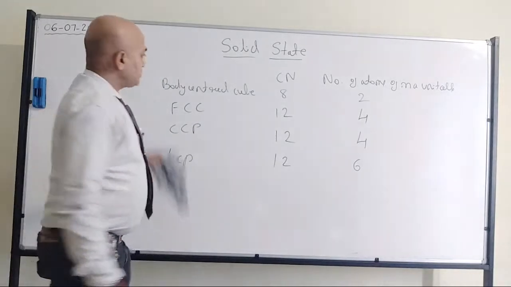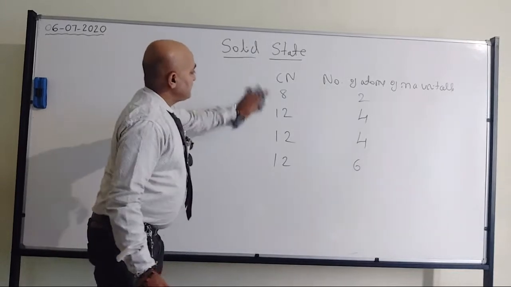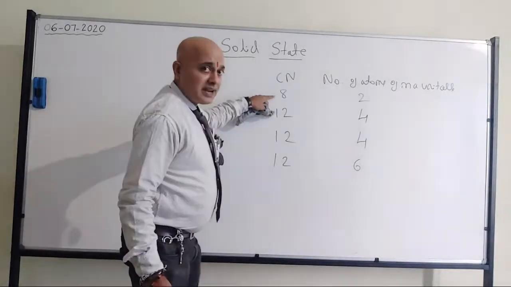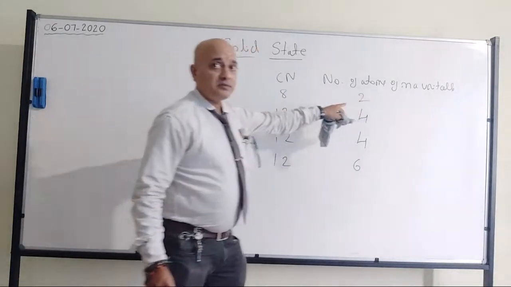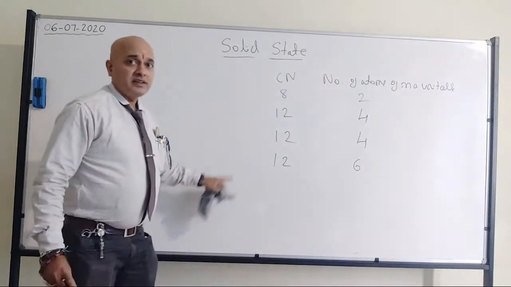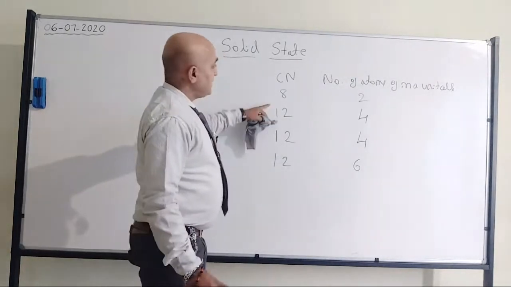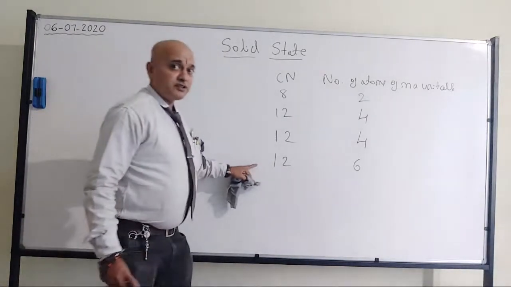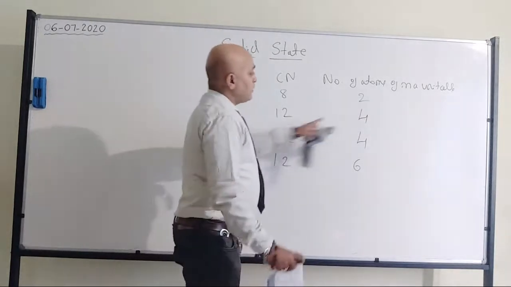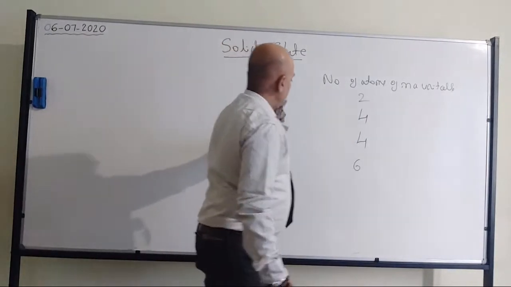All of you have understood? So that's where we have different types of packing. Body centered packing has coordination number 8 and number of atoms in unit cell 2. For the rest, FCC, CCP or hexagonal closed packing, coordination number will be 12, and the number of atoms in a unit cell will be 4, and in SCP it will be 6. Remember this.